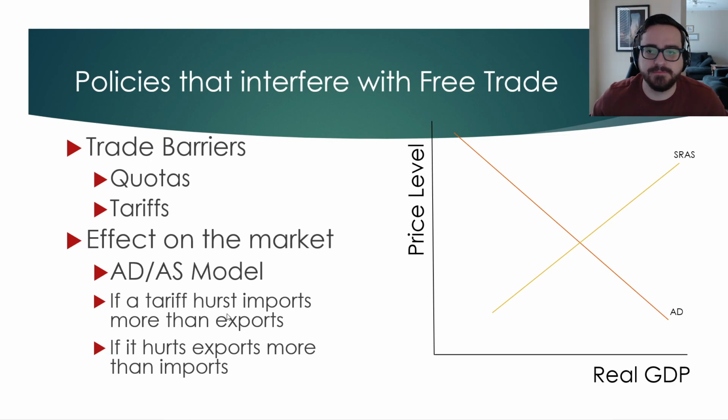It's bringing down imports by a large enough margin. Your net exports are rising. Remember that net exports is exports minus imports. This would lead to an increase in net exports. If it's hurting exports more than imports, which can happen, we'll explain how in a second, then that would decrease AD. So questions on the AP exam will generally say stuff like, if a tariff hurts imports more than it hurts exports.